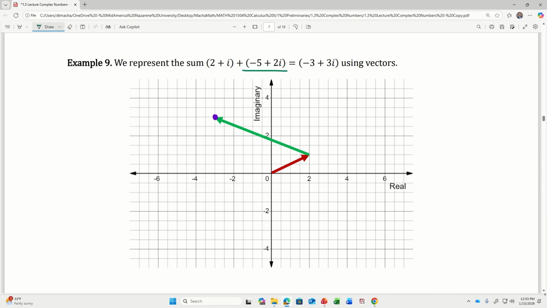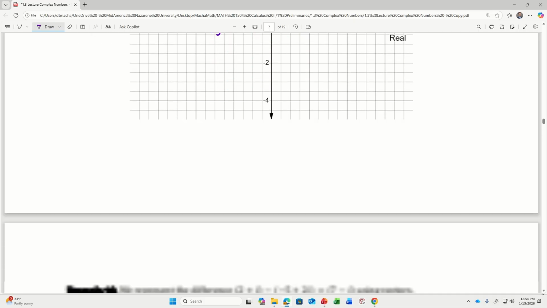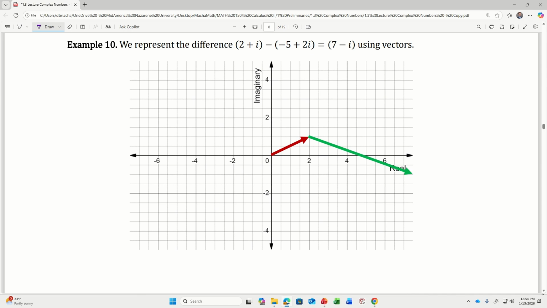So negative 5 plus 2i is here. Take that vector, slide it over so it lines up tip to tail with the vector 2 plus i. And then you get this point that has coordinates negative 3 plus 3i. So it feels kind of nice and logical, even with geometry in the plane, to add complex numbers. Now we're going to subtract them.